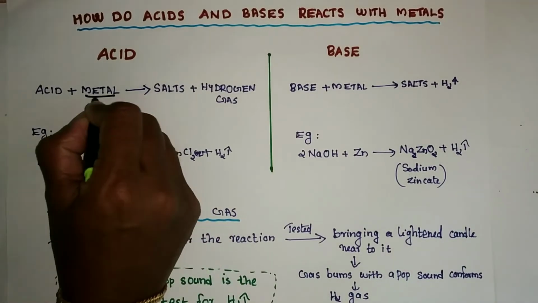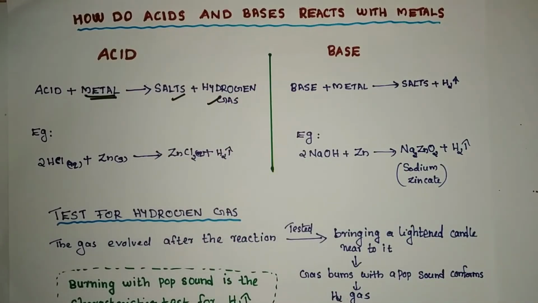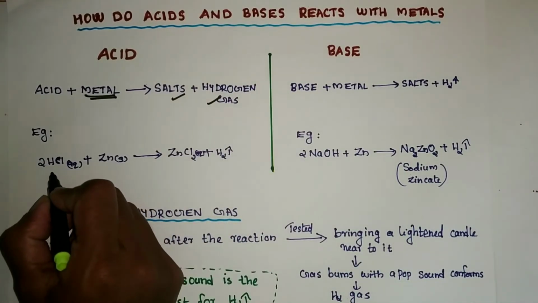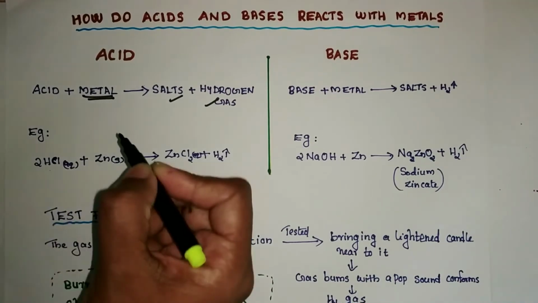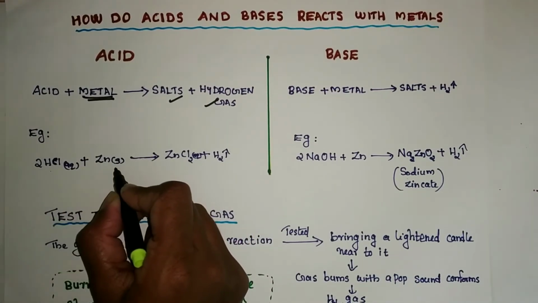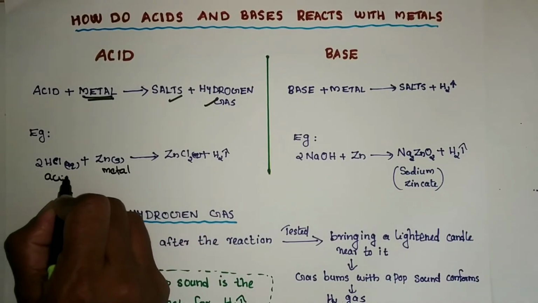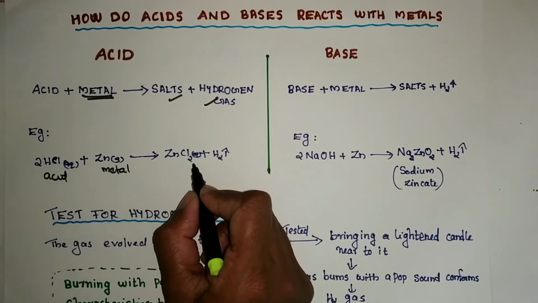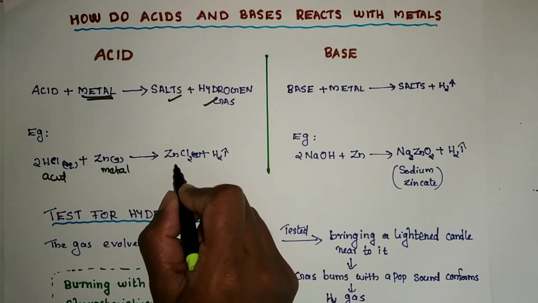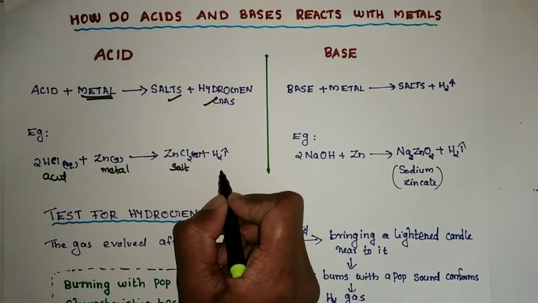Acids, when they react with metals, form salts and hydrogen gas. Let's see with an example. HCl, that is hydrochloric acid, is an acid. Zinc, Zn, is a metal. When they react together, it forms zinc chloride, ZnCl2, which is a salt, and they liberate hydrogen gas.